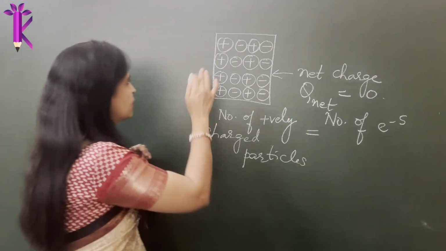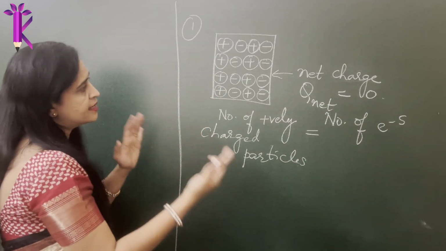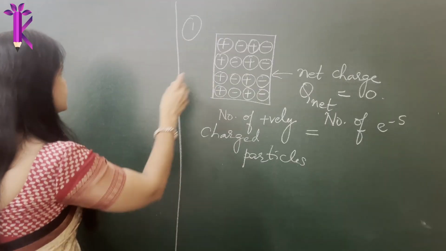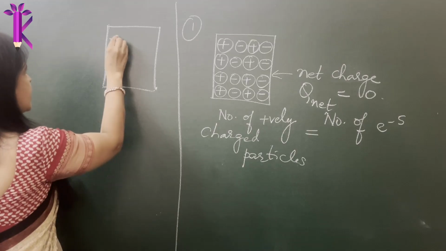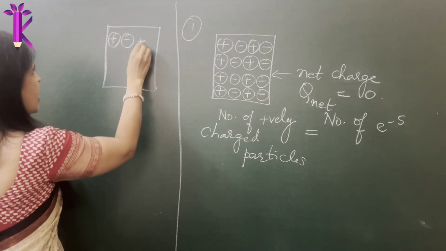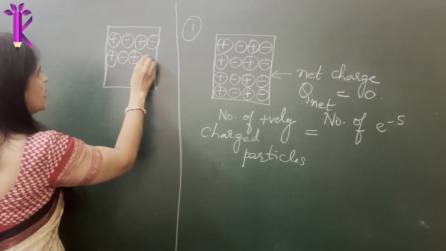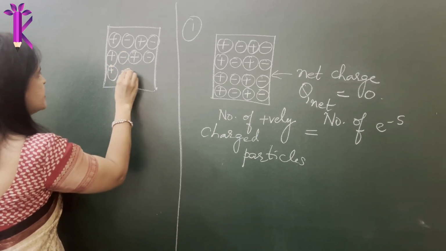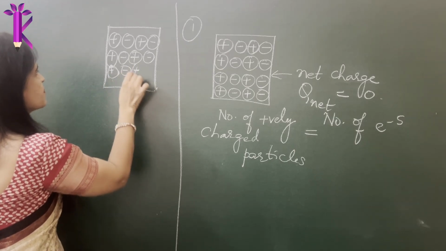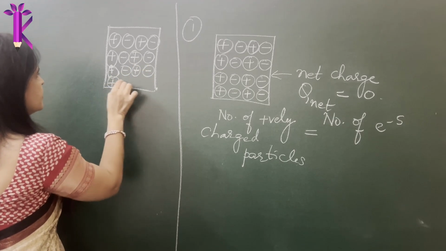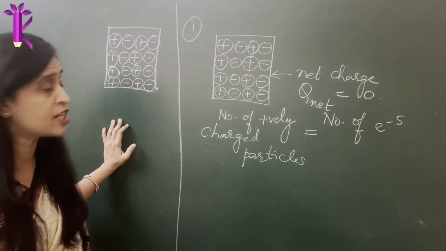So let's assume another situation. This was your case 1, the given scenario. Now another scenario: the same metal, I'll rewrite the same diagram. So you have the same metal which is neutral in charge. So it has an equal number of positively charged particles and negatively charged particles, isn't it? So this is plus, minus, plus, minus, which is potentially a net charge of 0 on the system.